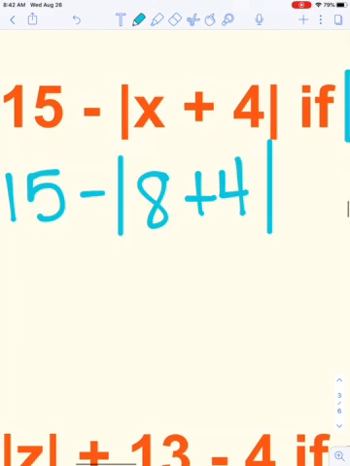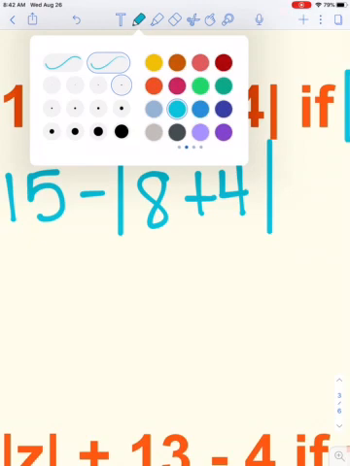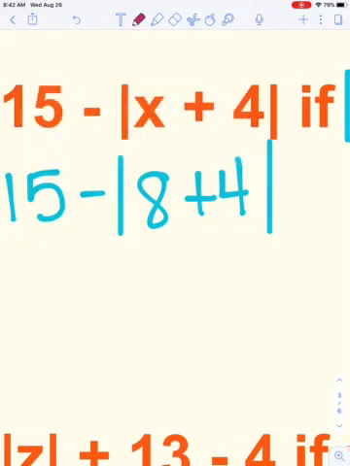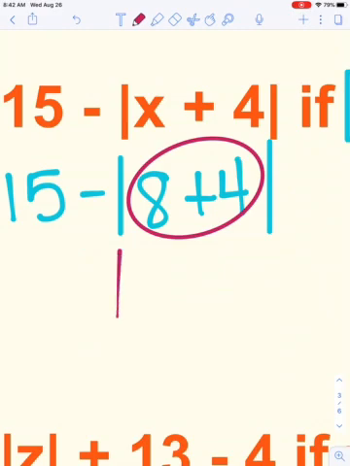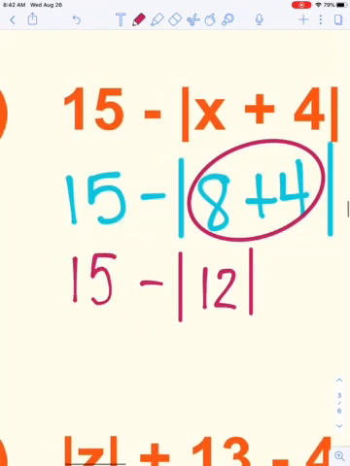Those absolute value brackets are treated like grouping symbols, okay? So with our order of operations that we just did a couple weeks ago, you are going to treat those like you would treat any other parentheses. You're going to add whatever's inside before you do anything else. So 8 plus 4 is 12. The only difference is that we're going to leave the absolute value brackets there for now, and then we're going to deal with them in a second. Okay, so you still put those together first.